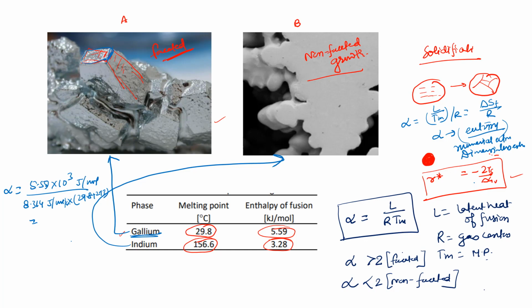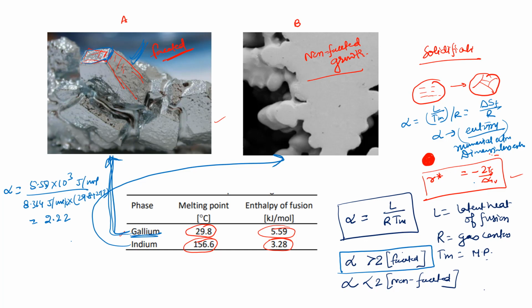5.59 into 1000 divided by 8.314 into 29.8 plus 273. I am getting 2.22. So for a value of 2.22 we can say it is faceted. That means gallium will be this one, because this is showing faceted growth, right? So gallium shows faceted growth.